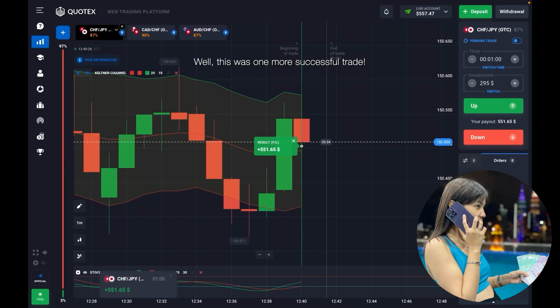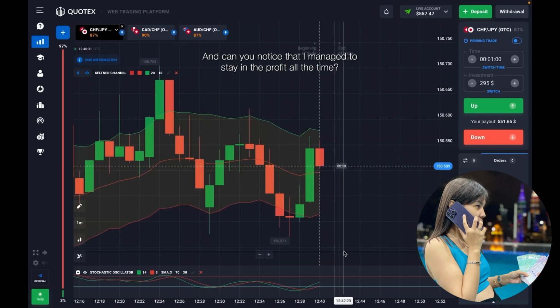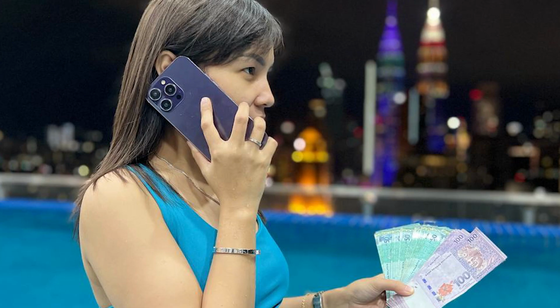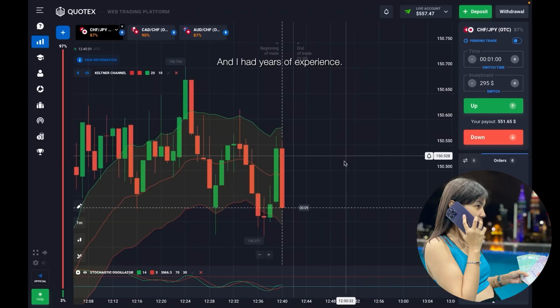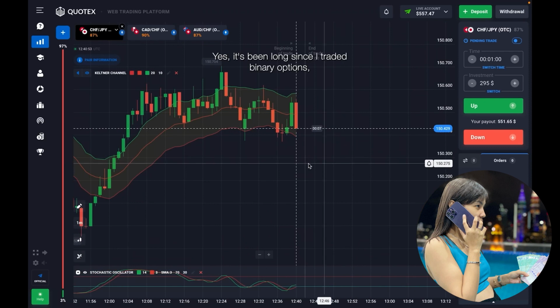Brilliant, guys. This was one more successful trade, and can you notice that I managed to stay in the profit all the time? You can ask me, Lara, how do you manage to stay in the profit? Why are all your trades so profitable? And I will tell you that my trades are profitable in general because I adhere to the rules of money management and of course technical analysis. And I had years of experience, guys, and it's been long since I traded binary options.